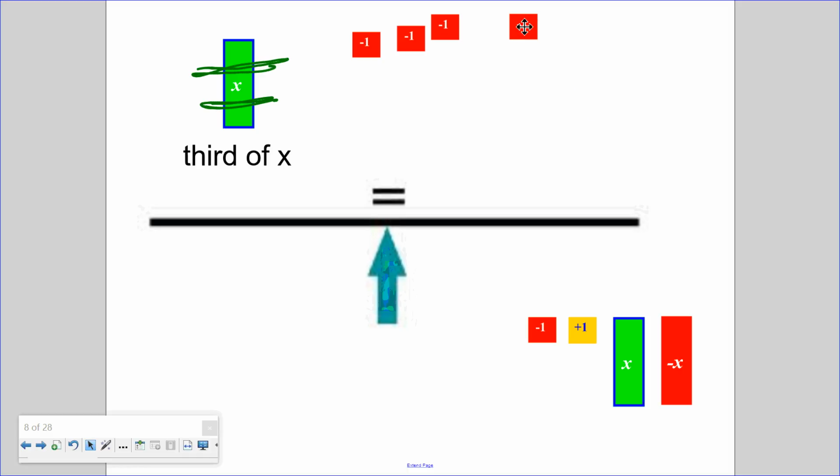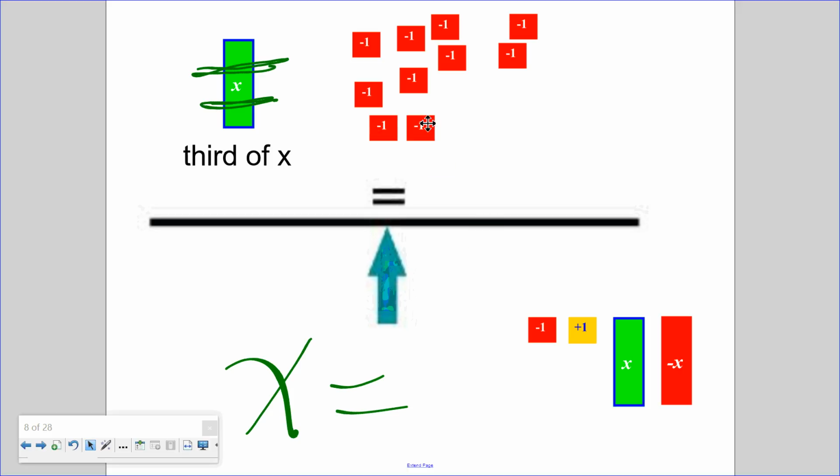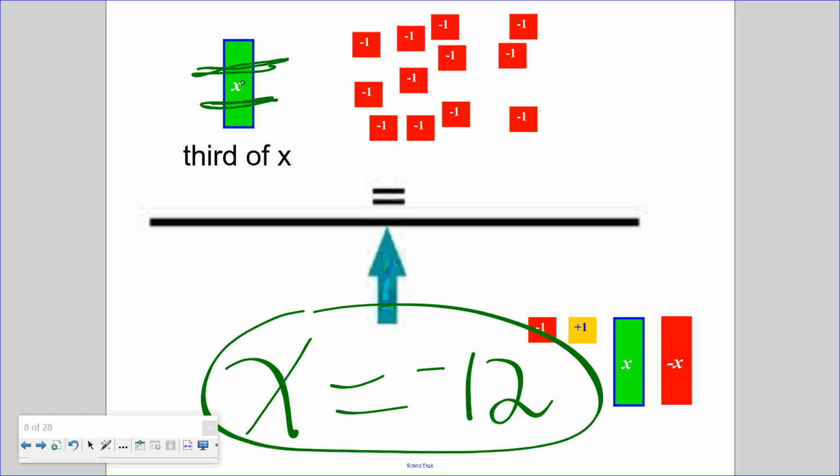Number 4, a third of x equals negative 4. So 1/3 of x equals negative 4, and I need to figure out what the full x is equal to. This third is equal to negative 4, the second third is equal to negative 4, the last third is equal to negative 4. X equals negative 12.